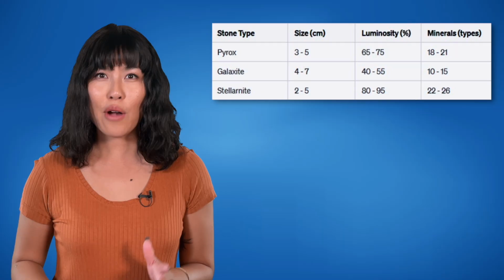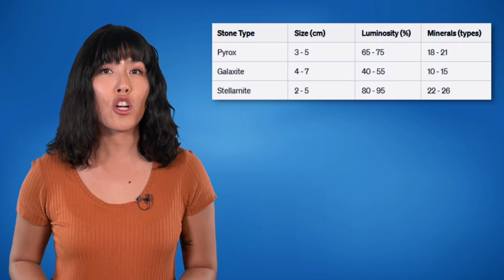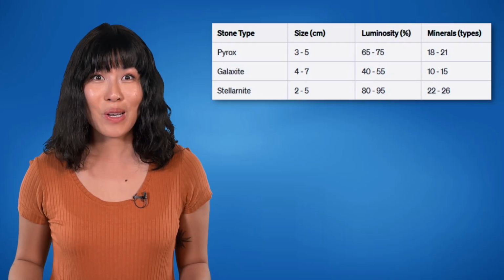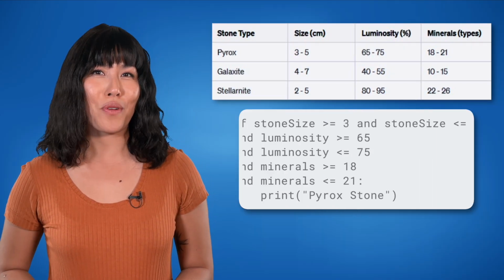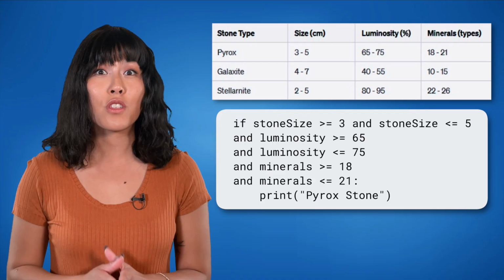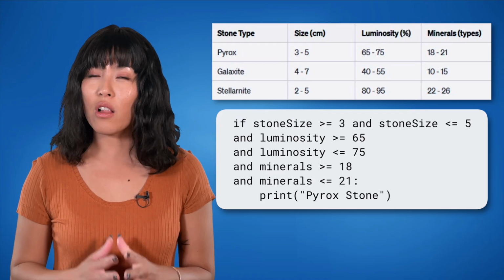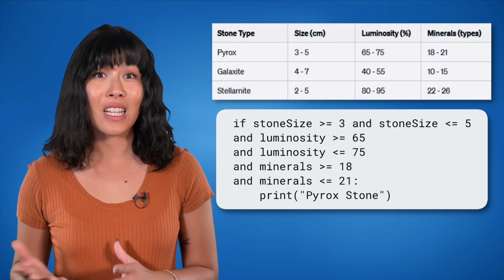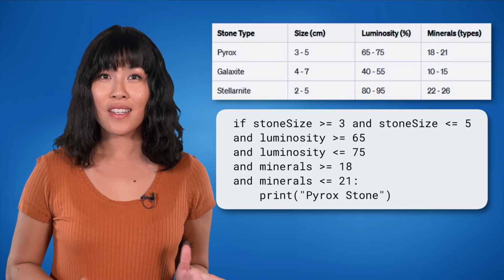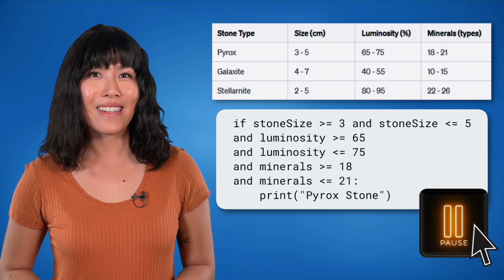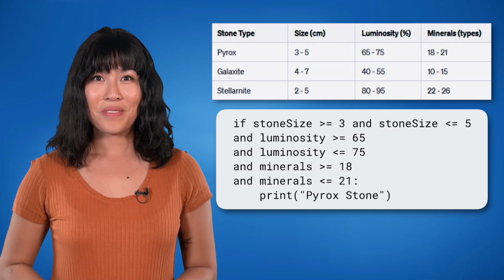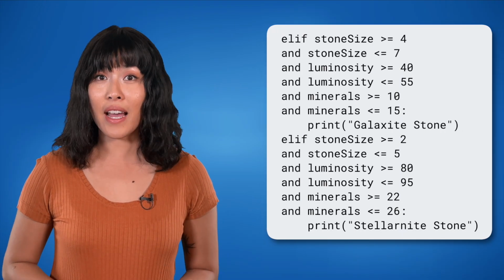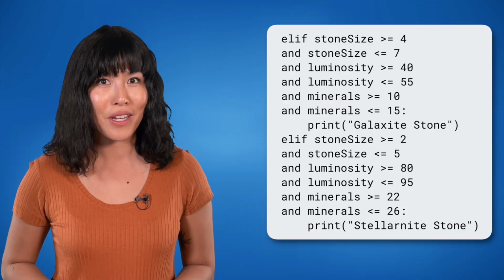Using our chart, how can we develop an if statement that can determine if our stone is a Pyrox stone? Right! We will use the AND logical operator to combine all of the conditions for the stone to be a Pyrox stone. If all of these conditions are true, we found our stone type. Can you create ELIF statements for galaxite and stellarnite stones? Take a few moments to do that. Great job creating all of those conditional statements. Does your if statement match mine? Take a moment and pause the video to make sure.